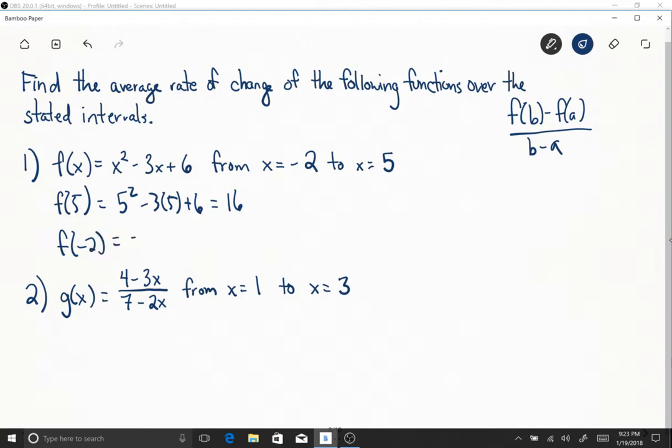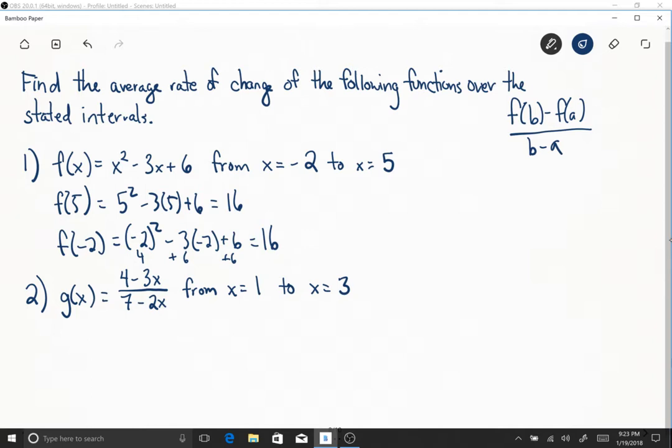So that goes negative 2 the quantity squared minus 3 times negative 2 plus 6. So notice that's going to be 4, and then plus 6 is 10. Did I do that right? 4, yeah. Plus 6 is 10, plus another 6. So that equals 16 as well.